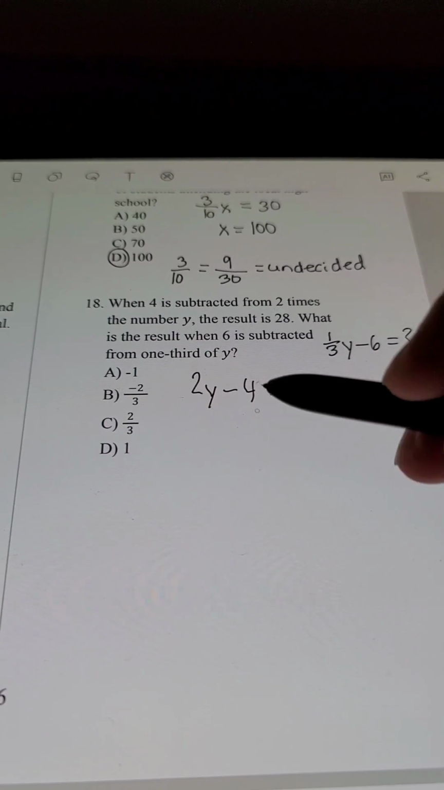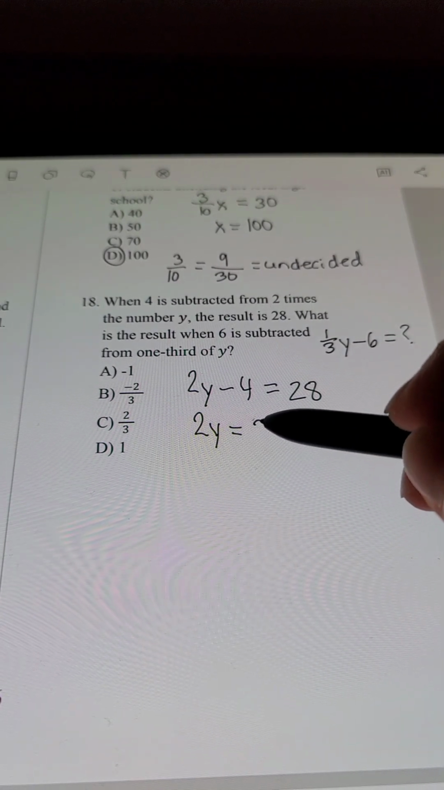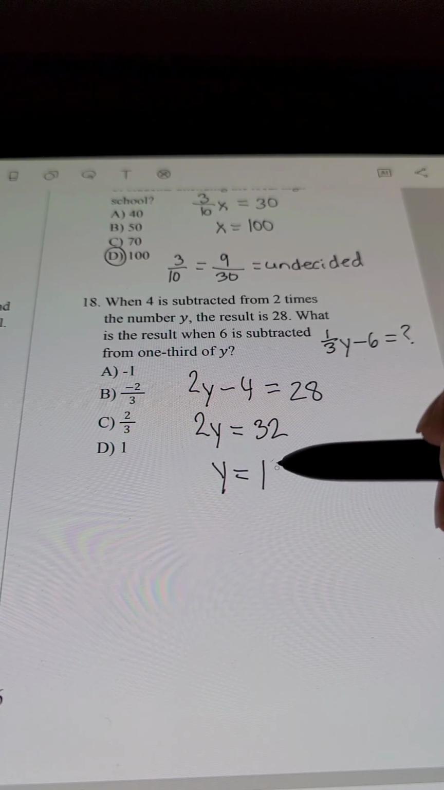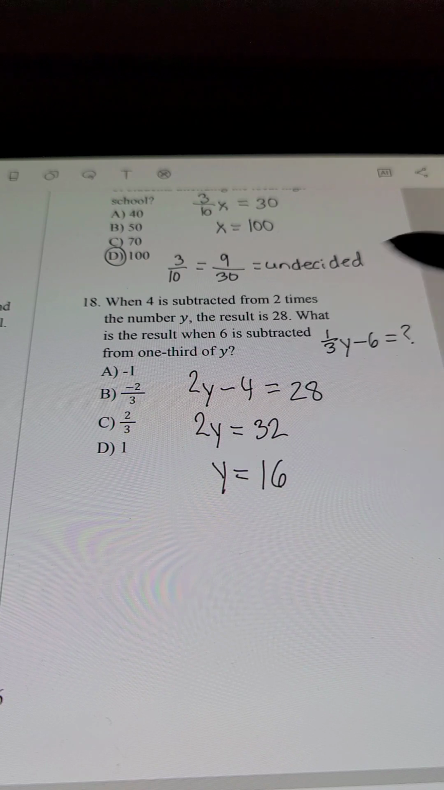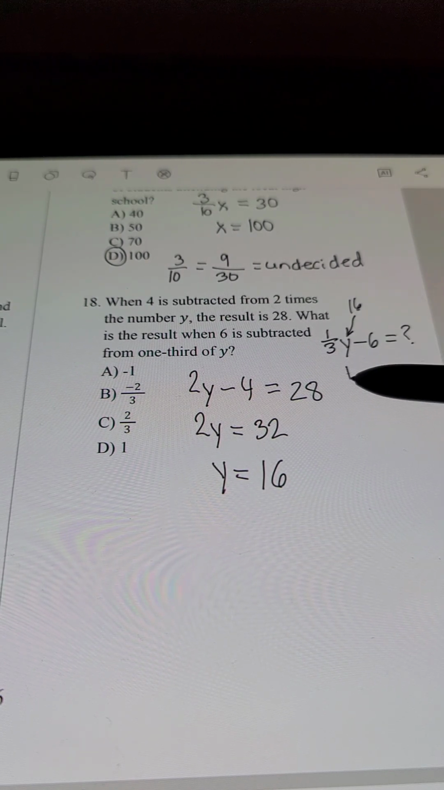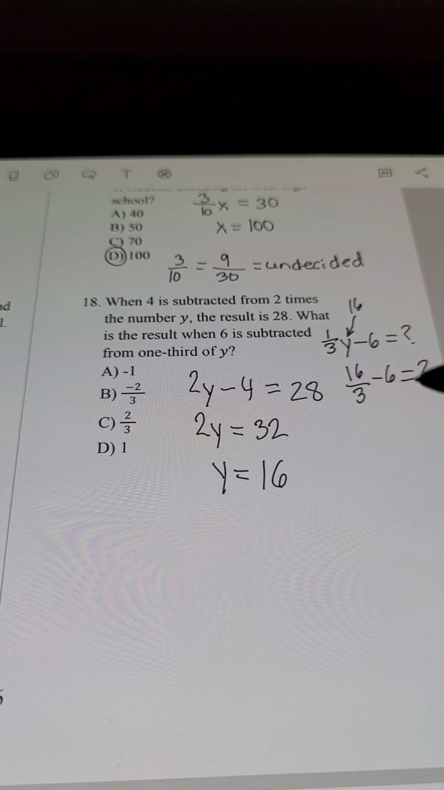So let's do that. Let's add 4 to each side. That's going to give us 2y is equal to 32. Then we're going to divide by 2 on each side. So that's going to be 16. And then I'm going to plug in 16 for y right there. And then that's going to be 16/3 minus 6 equals the answer to the question.